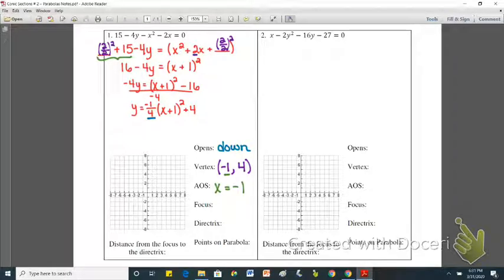So now I'm going to come up here and calculate that p-value because I need to figure out my focus and my directrix, and I need it for both of them. So p is 1/4 times a. A is the coefficient that is in front of the squared term. So that is 1/(4 times -1), which simplifies to be 1/-4... so p is -1.